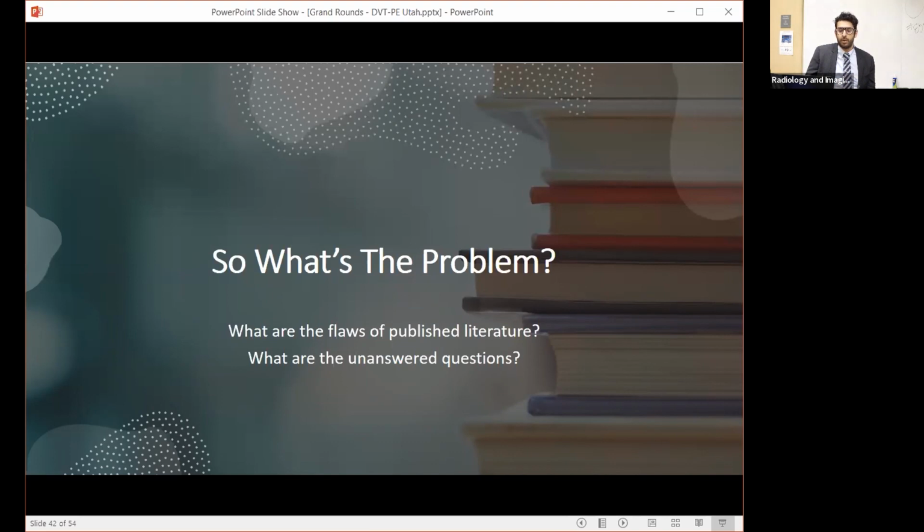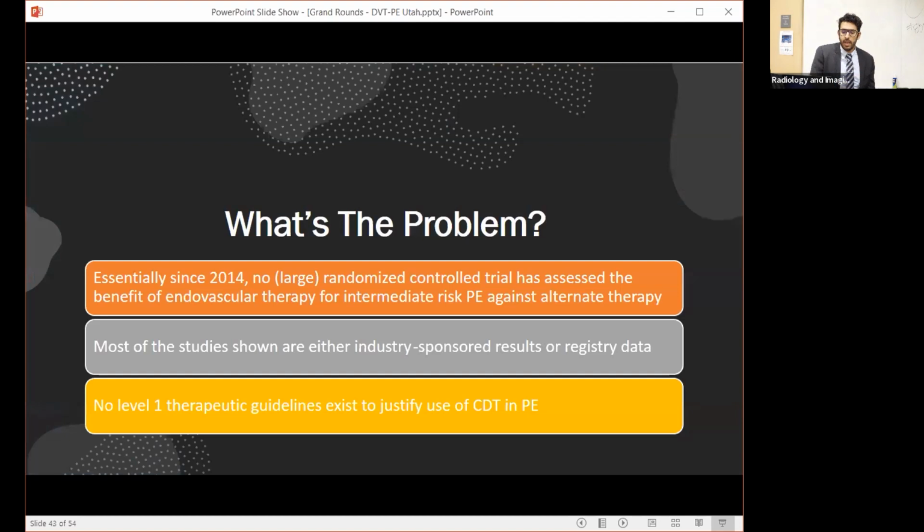So what's the problem? What are the flaws with the literature that I've just mentioned, and what are those unanswered questions? Believe it or not, essentially since 2014, there's been no large randomized controlled trial that has evaluated the benefit of endovascular therapy for intermediate risk PE against alternate therapy. Most of those studies, as I mentioned, are either industry sponsored or registry based. And because of that, very similar to DVT, there are no level 1 therapeutic guidelines to justify the use of CDT in PE.